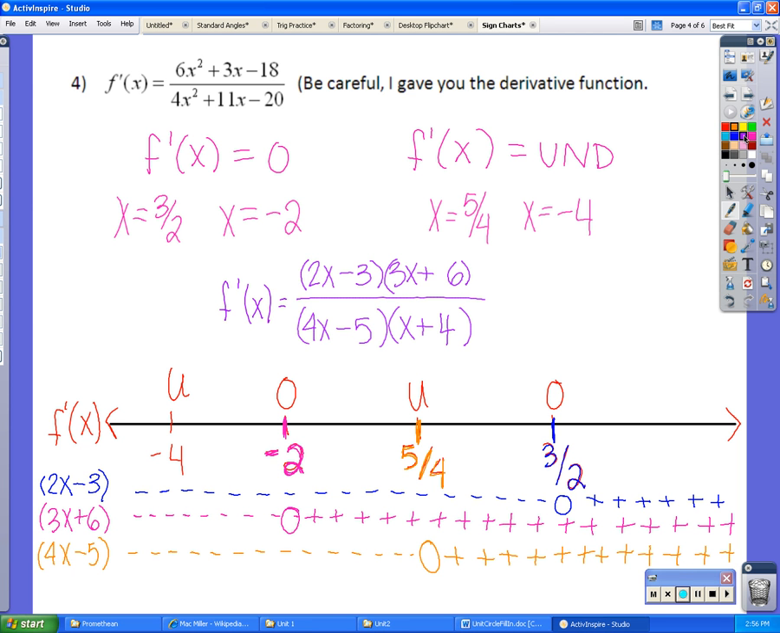And then the last one, which I'll do in red, is x plus 4. That's the factor of -4. So it would be negative until I hit -4 as my value. That's this guy right here. And then it would be positive after. Let's space these out a little bit more.